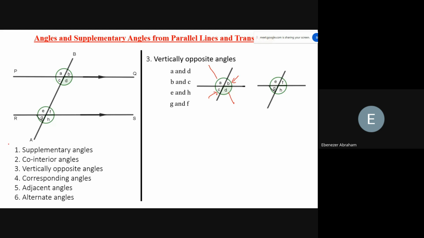Okay. So supplementary gone, co-interior gone, vertical opposite gone, adjacent gone, remaining corresponding angles. Shall we identify the corresponding angles in the diagram? Yes, please. Right, I'm listening. Who mentioned the first one? Justine. A and E corresponding. A and E corresponding. Thank you.